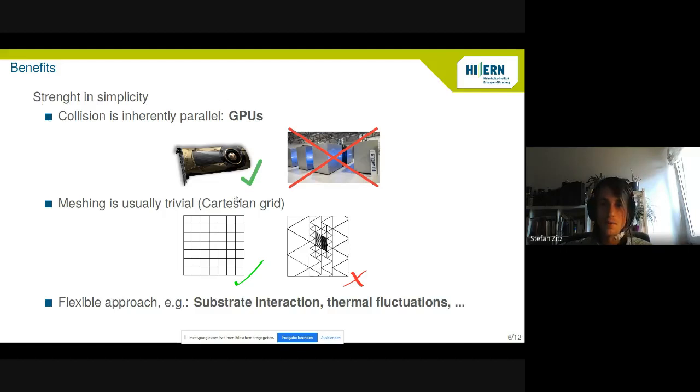We make use of this. We put our algorithm on the GPU. We don't need to have a computing cluster. We know that the meshing is trivial in usual Lattice Boltzmann, and we don't have to think of fancy triangulation. And on top of it, what we get for free is that this approach is rather flexible in including substrate interactions like equilibrium contact angle, and, as I will show you, thermal fluctuations.